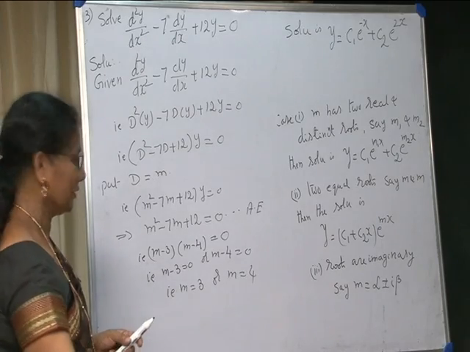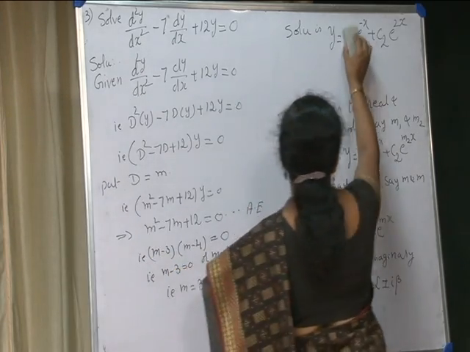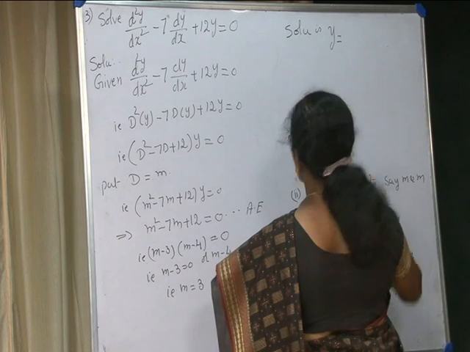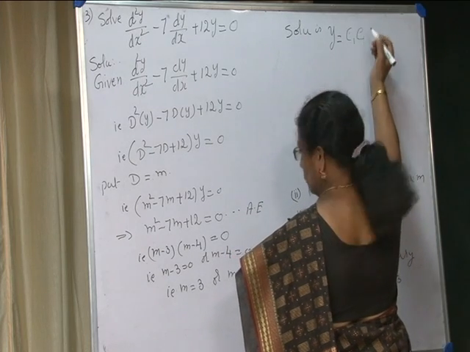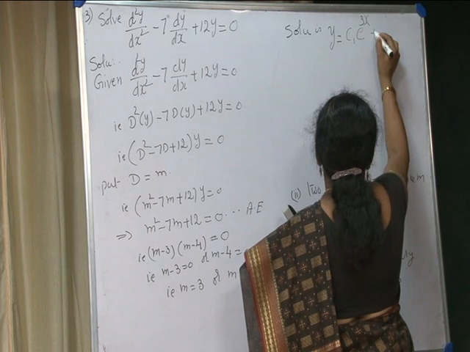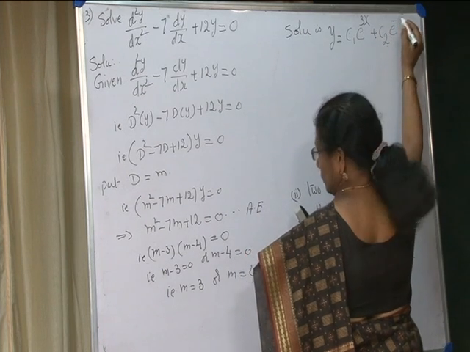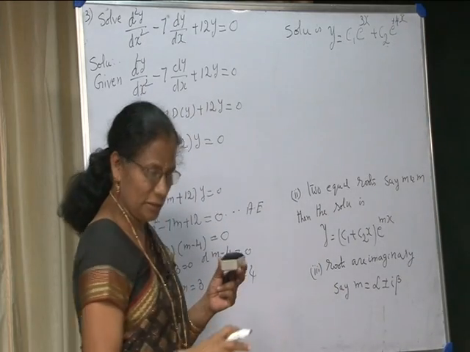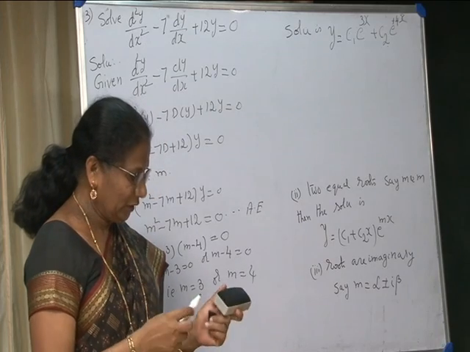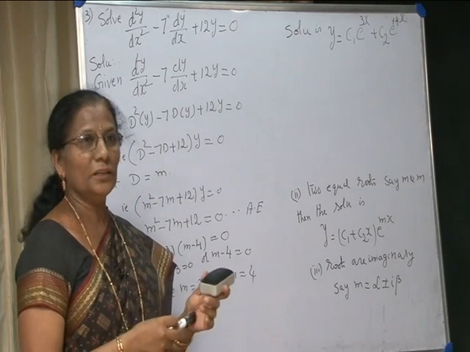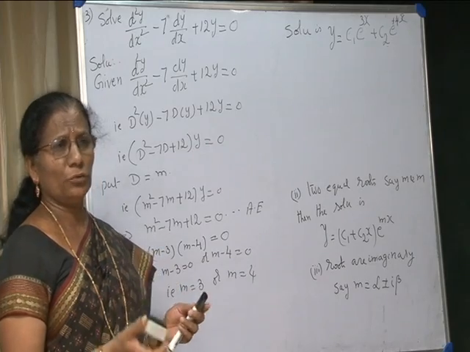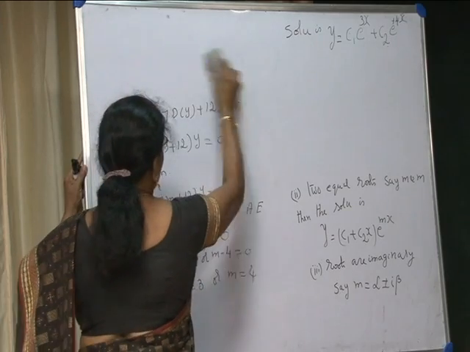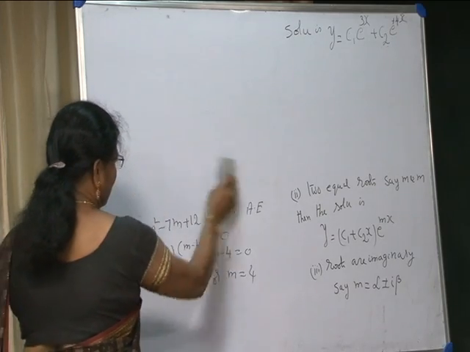Therefore, its solution is y is equal to c1 e to the power of 3x plus c2 e to the power of 4x. So, like this, if it is possible to find the values of m by factorization, it is very easy to find the solution of the given second order homogeneous differential equation. Now, we will go to the next second case.